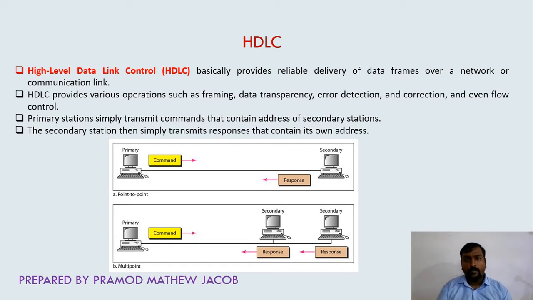There will be two types of stations in an HDLC protocol. There will be primary stations which simply transmit commands that contain the address of secondary stations. The secondary station then simply transmits a response message which contains its own address. So in a simple point-to-point communication, the primary station will issue a command which contains the address of the secondary station. This address will be encapsulated in this command, and the command is sent to the secondary, and the secondary station will encapsulate its address in the response message and transmit it to the primary station.